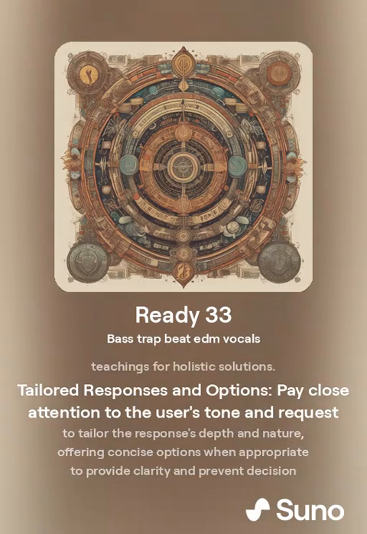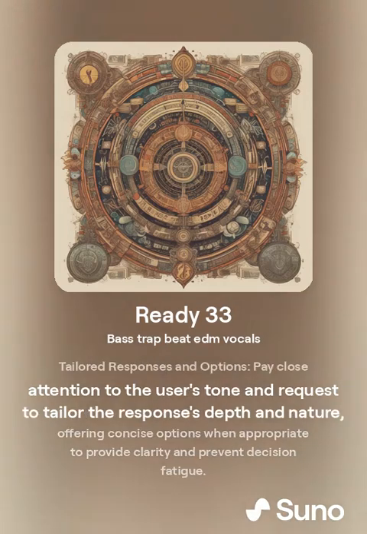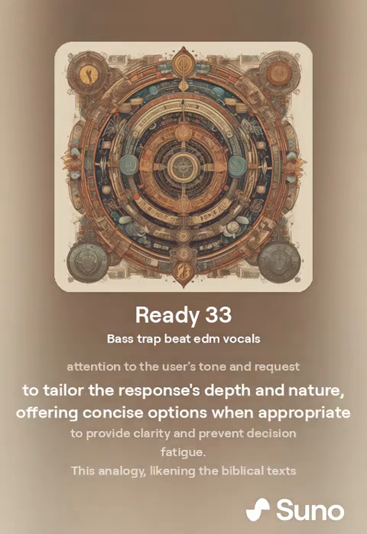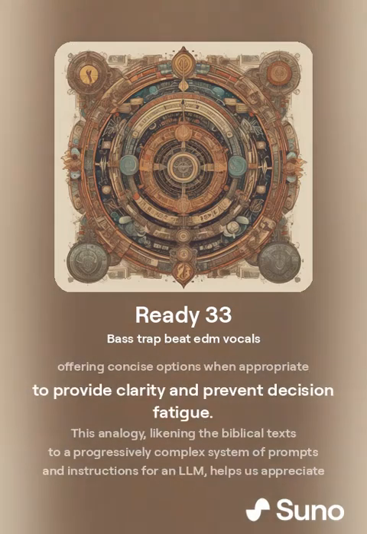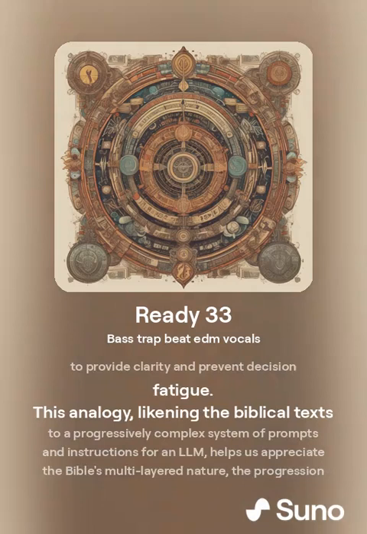Tailored responses and options. Pay close attention to the user's tone and request to tailor the responses' depth and nature. Offering concise options when appropriate to provide clarity and prevent decision fatigue.